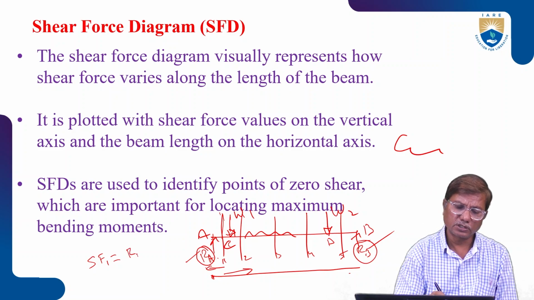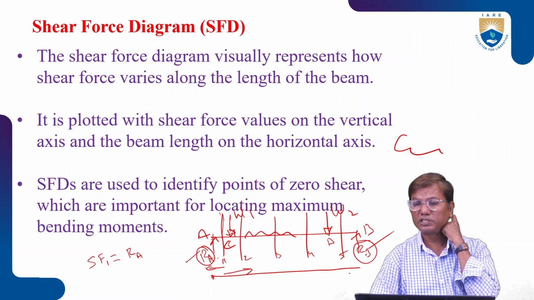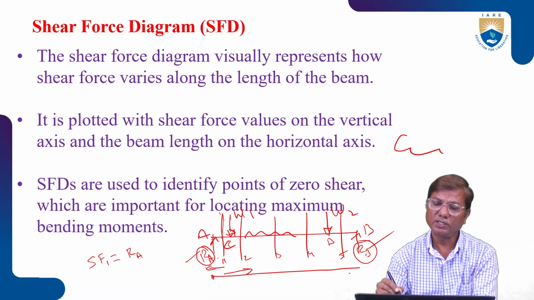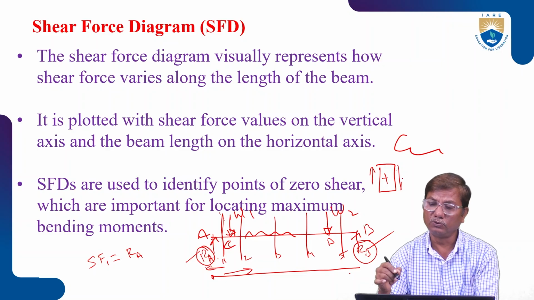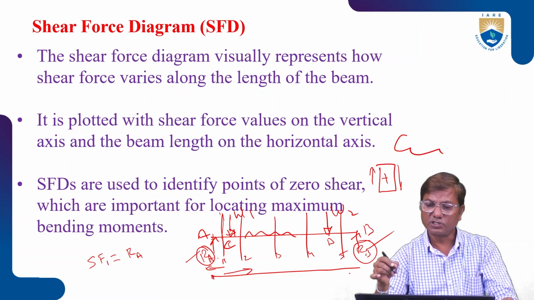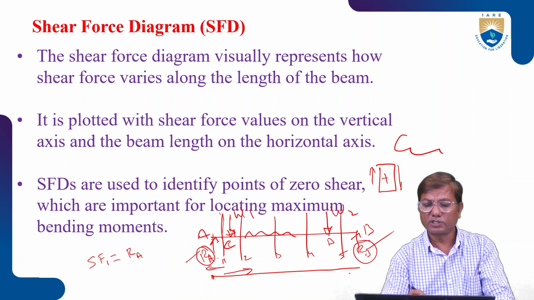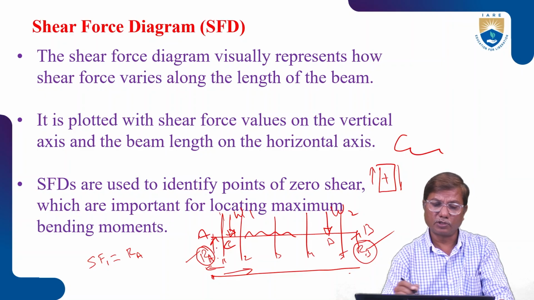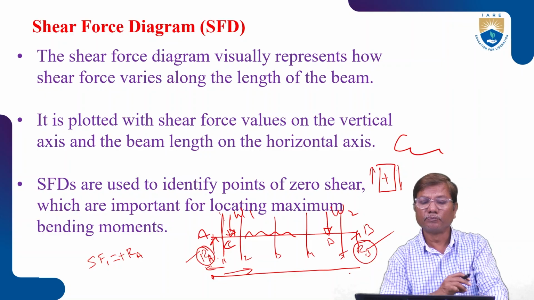So shear force at section 1 is nothing but RA. Is it positive or negative? For that we have to follow the convention. Already we have seen left side upwards and right side downwards are positive. So here, considering the left side, RA is upwards, so it is positive. Shear force at A or at section 1 is positive.